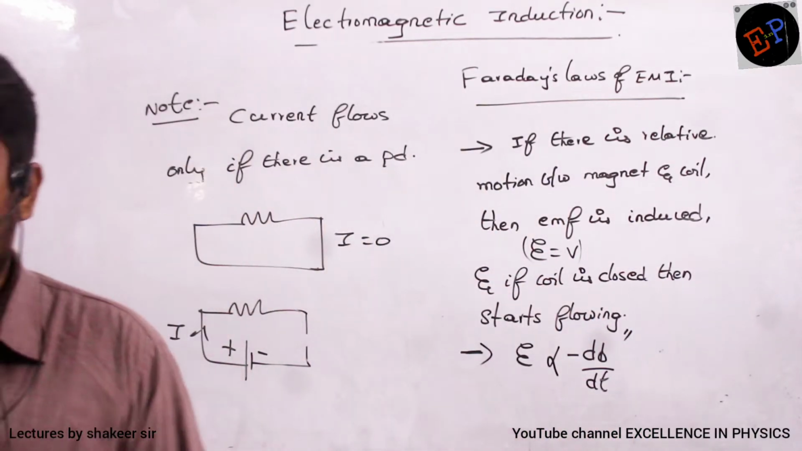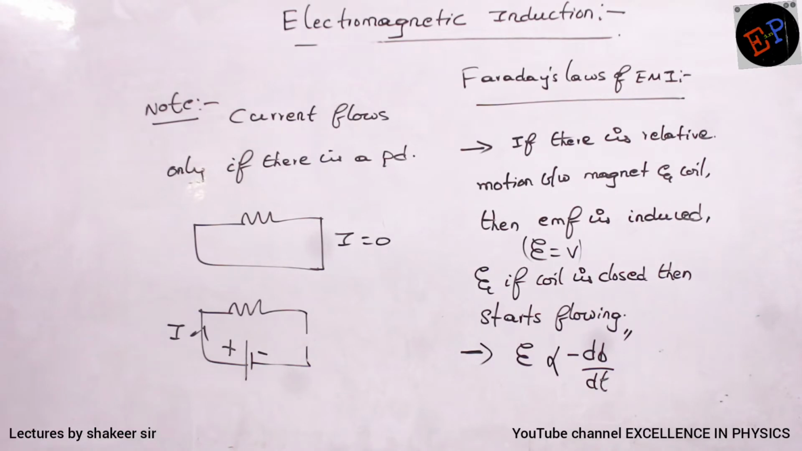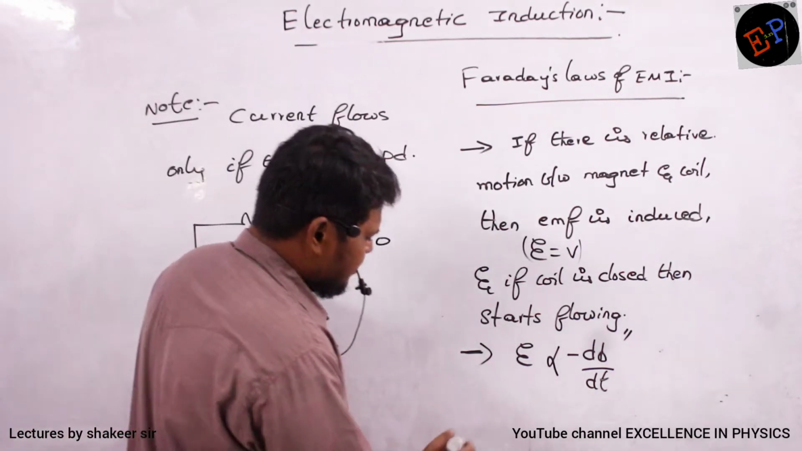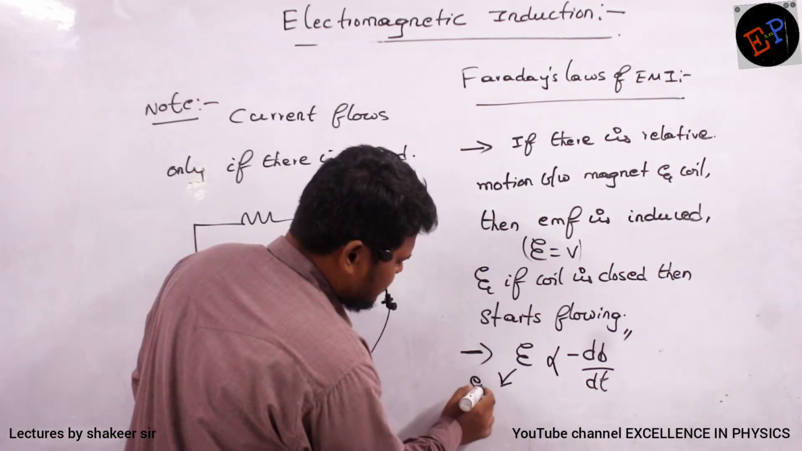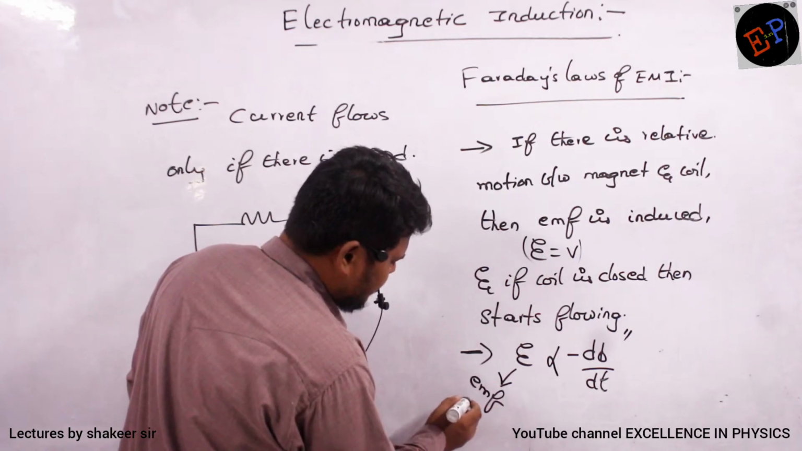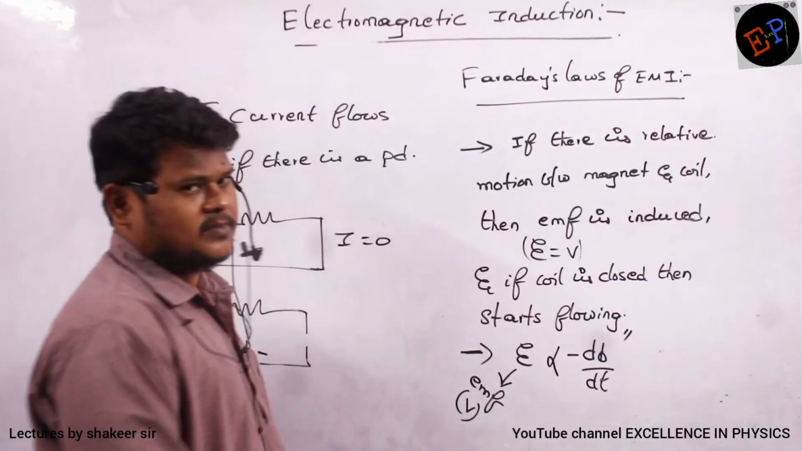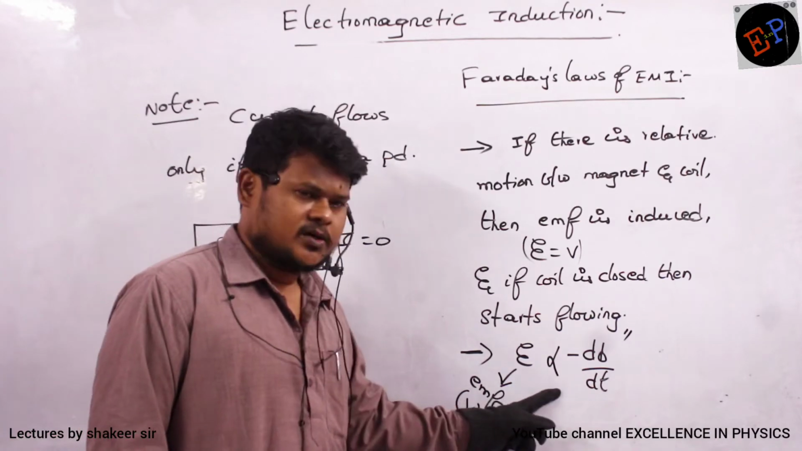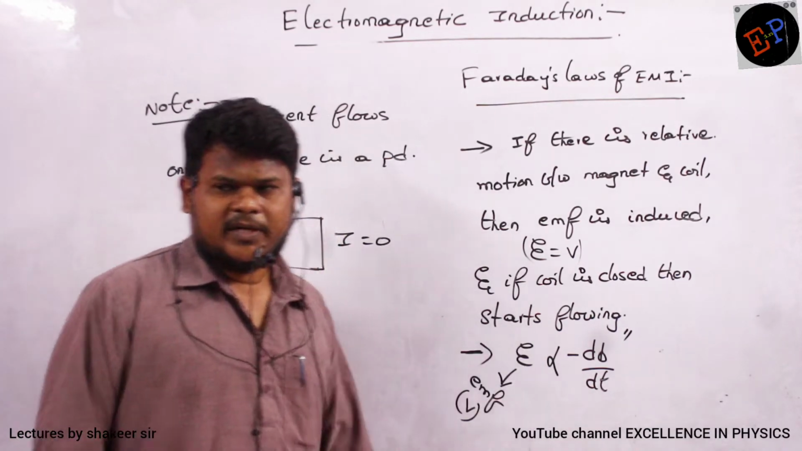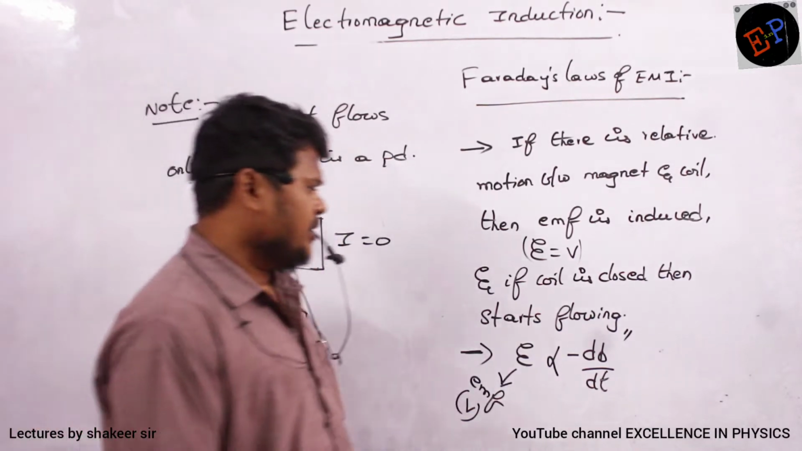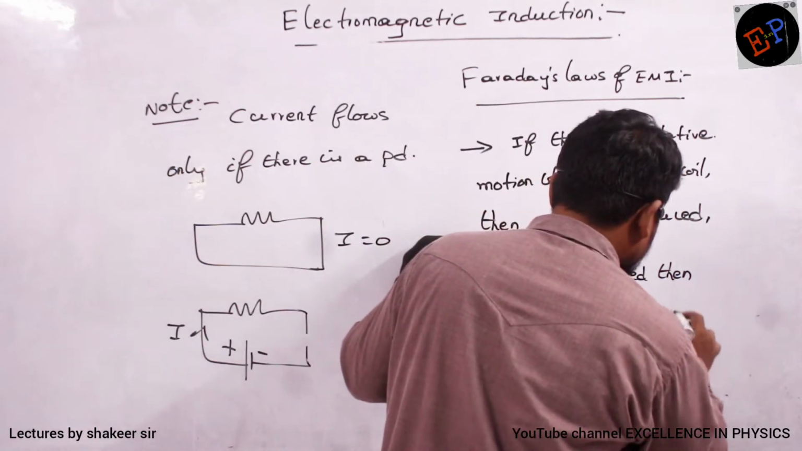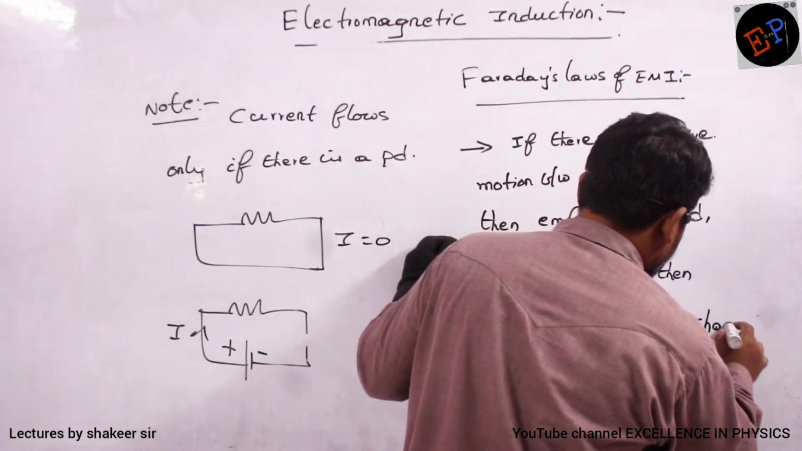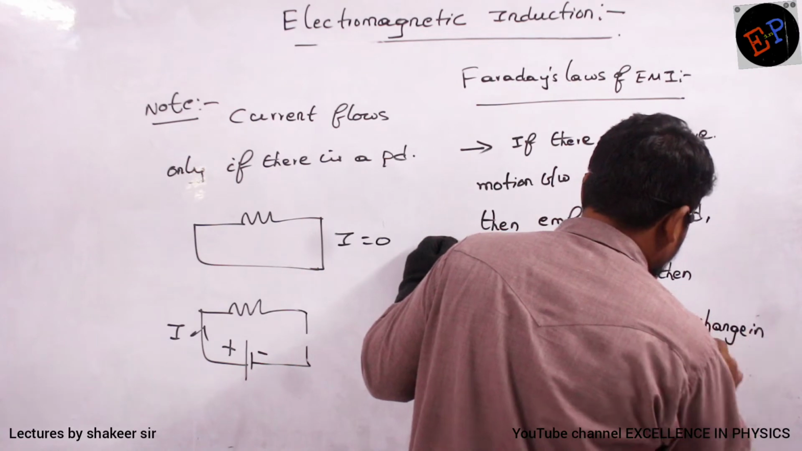This is called the second law of electromagnetic induction. Okay? What is meant by E here is called EMF produced in the coil, or you can say potential difference developed in the coil. This is directly proportional to what? dΦ. What is meant by dΦ? dΦ is nothing but change in flux. Change in magnetic flux.